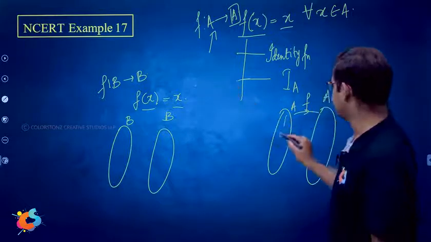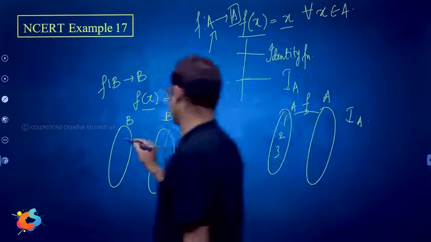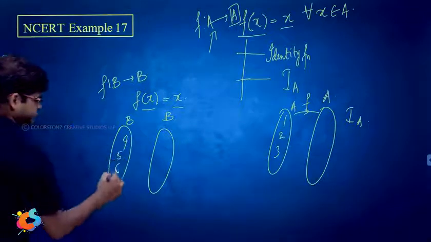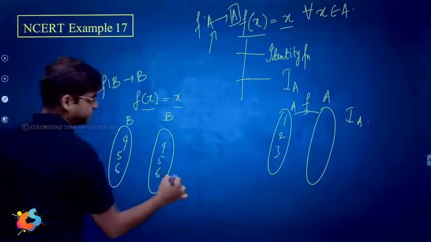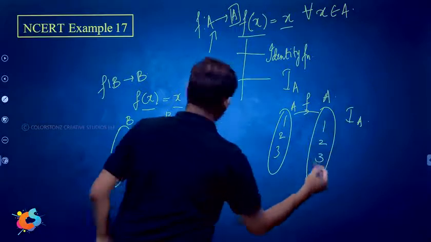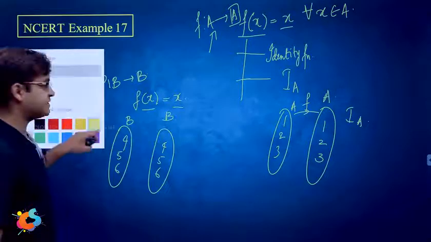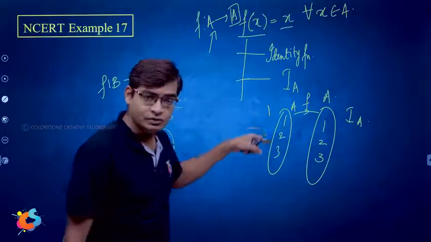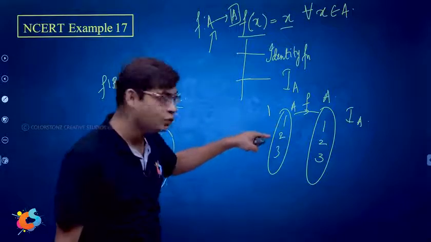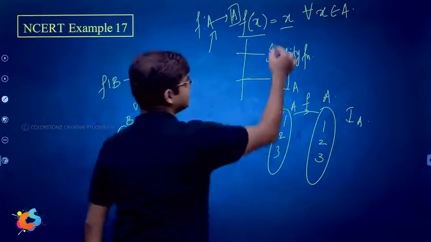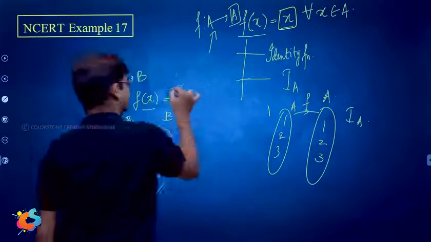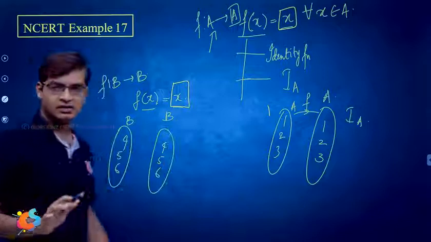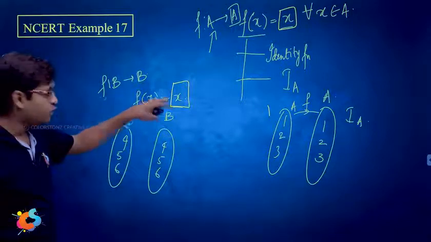This x is coming from, let us say, something like this: 4, 5 and 6. And here, 1, 2 and 3. So in f of x is equal to x, the x is coming from these values. X is taking these values 1, 2 and 3. So this x is not equal to this x. Clear? Here, whatever is the input, that is the output.